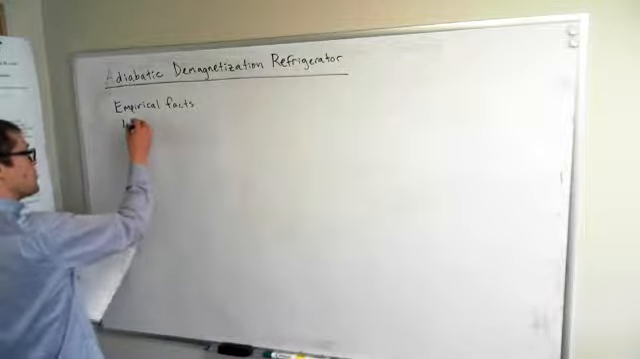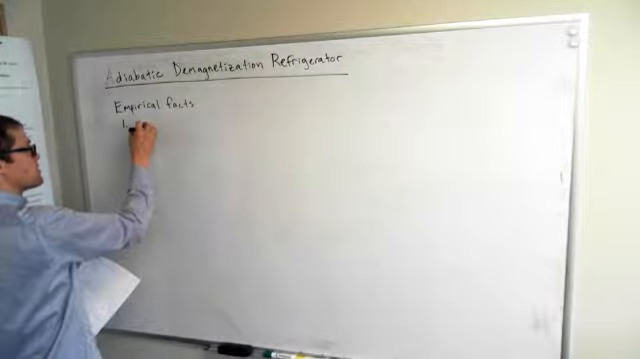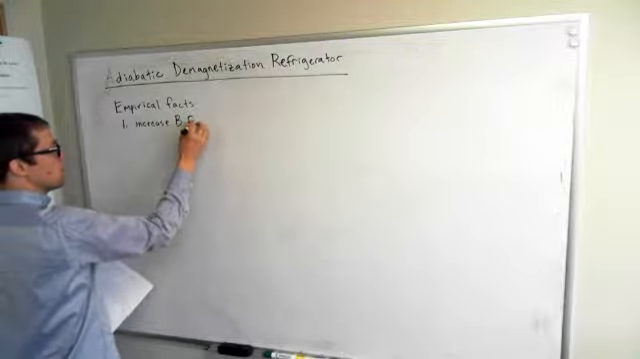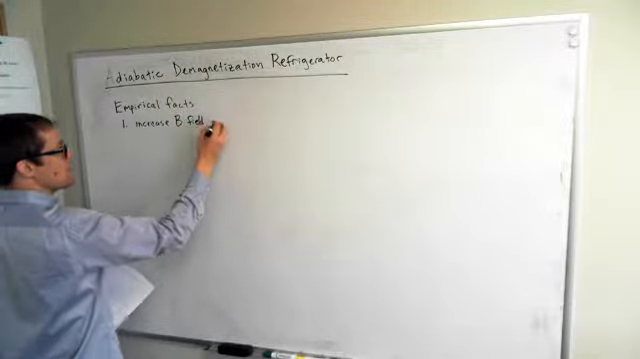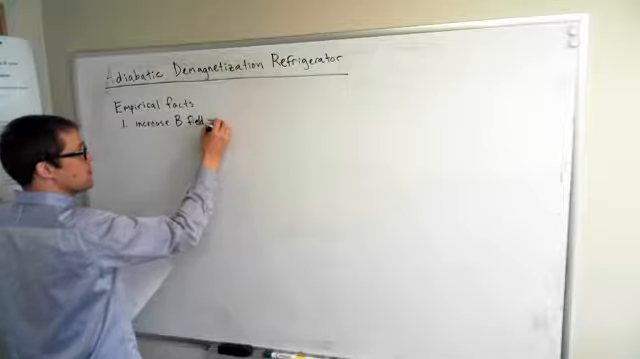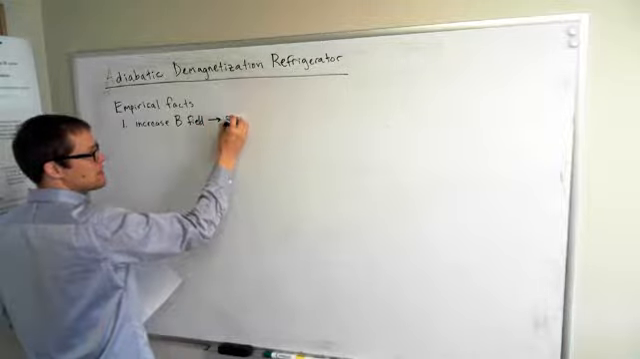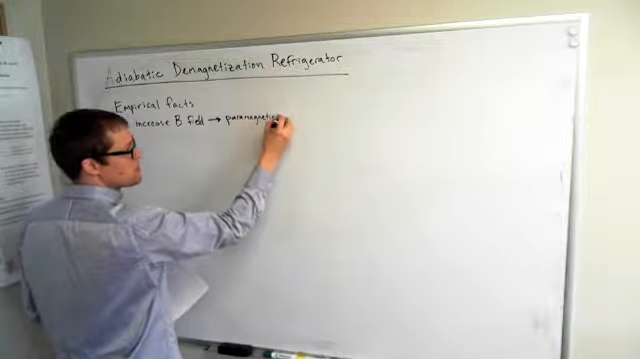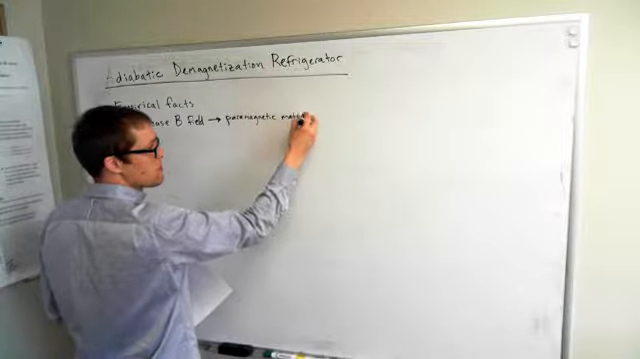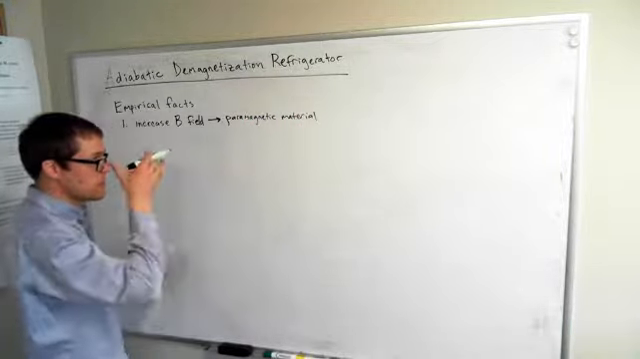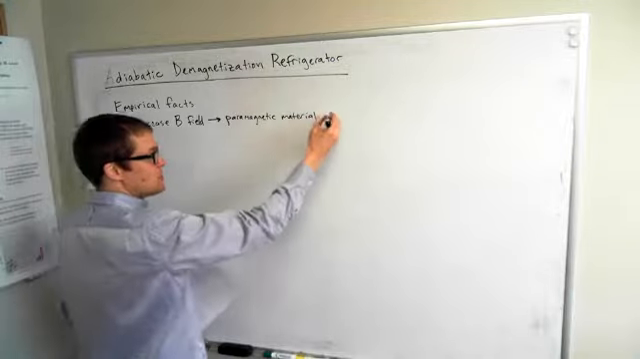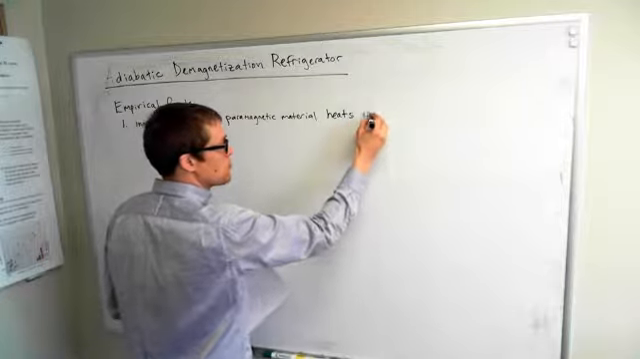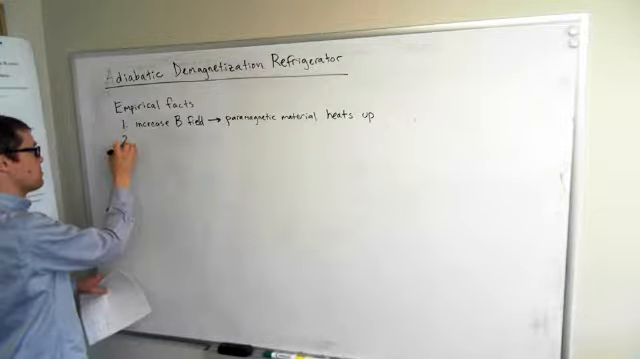So that is, if you increase the B field, then the paramagnetic material, let's say, just to emphasize that we're talking about real material here, heats up. It gets hot. So that's observation number one.